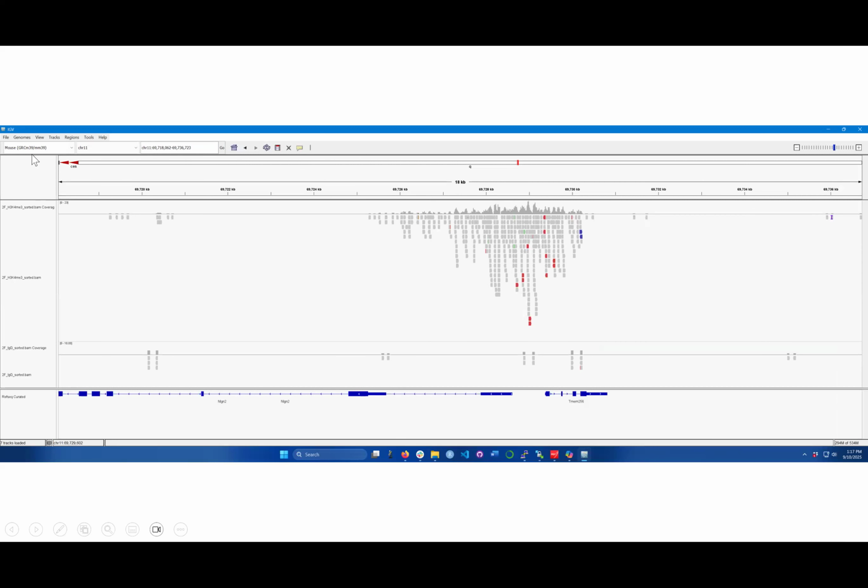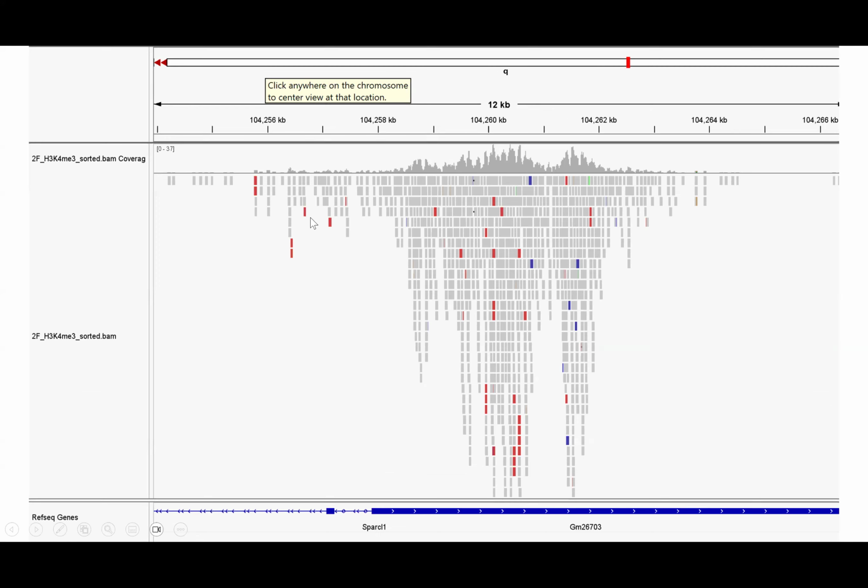I think, yeah, I had it on this one. So there's the genome there on the top, and then you can search for different regions of the genome or genes, and then they'll come up in the browser.